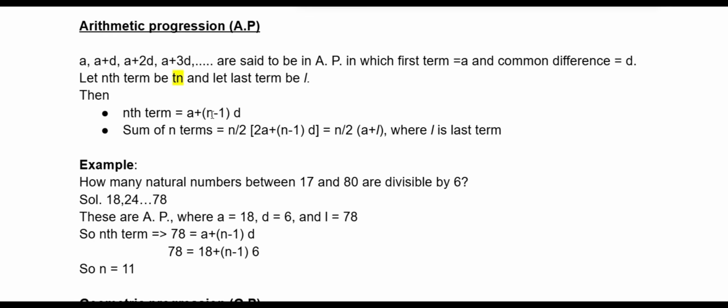Suppose you are taking the 10th, this is n equals 10, along with the starting number and the difference between two successive numbers. And the sum of the numbers is n by 2 times 2a plus n minus 1 into d, or it can be n by 2 times a plus L. So this L is the last term.